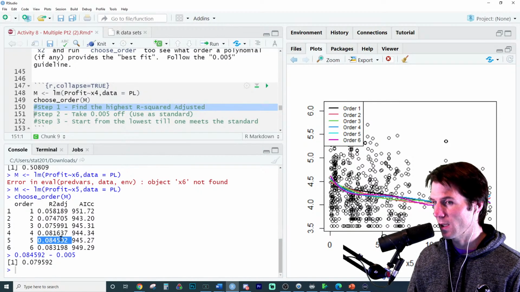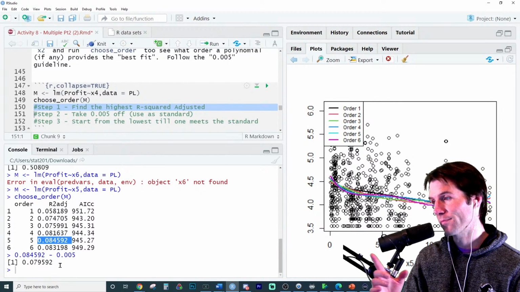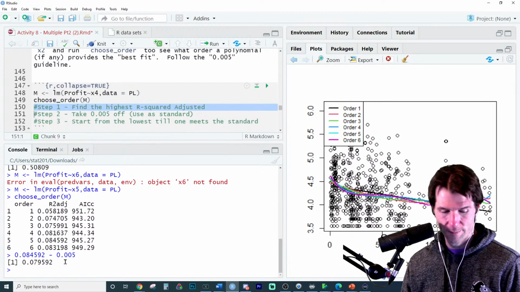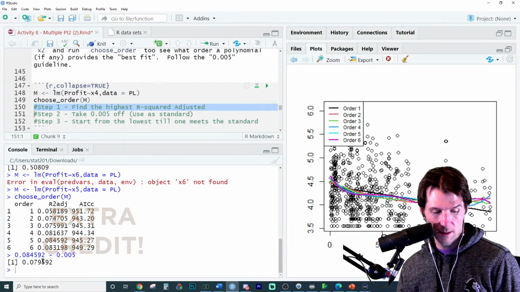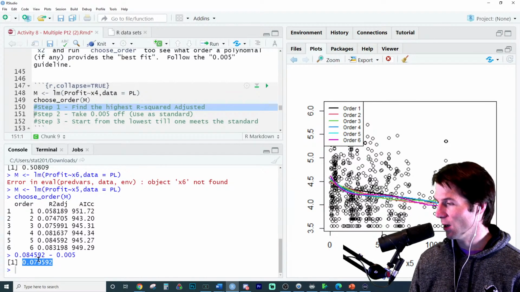So the fifth order was the best. But what is just paid another 100 points? Yep, it's 4 again. Does not meet it, does not meet it, does not meet it. Does meet it. Good job right there.